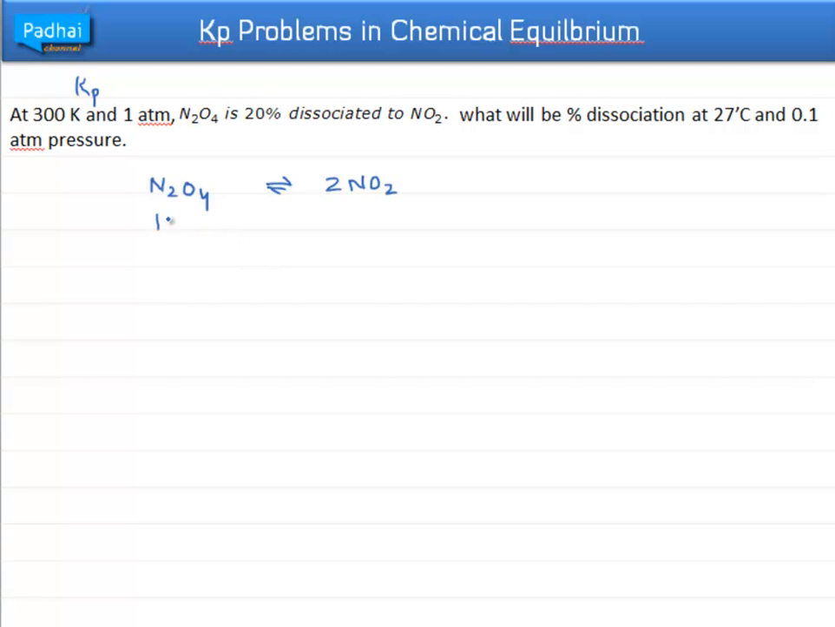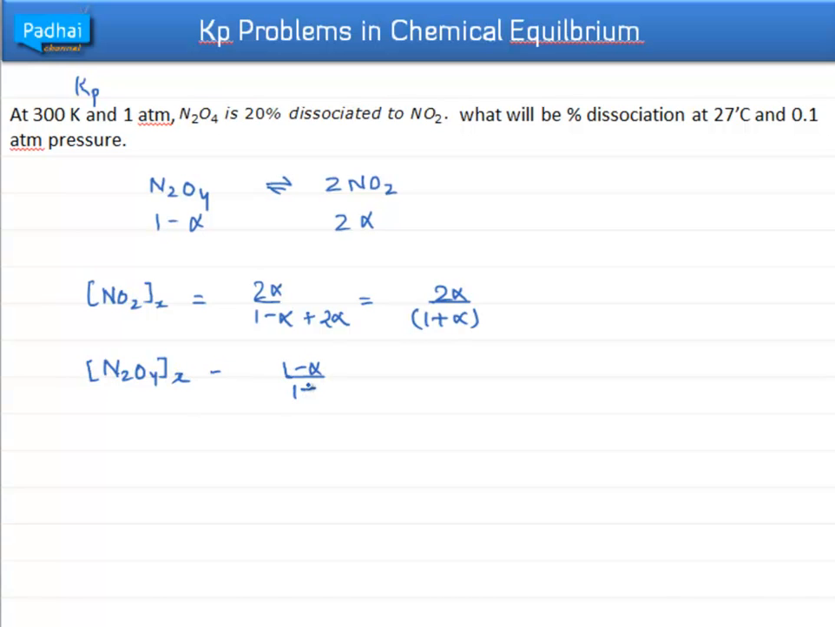this was 1 minus alpha, and 2 alpha would be formed. So we can say 1 minus alpha plus 2 alpha, that is 1 plus alpha, would be the total moles. So the mole fraction of NO2 comes out to be 2 alpha by 1 plus alpha. And similarly, the mole fraction of N2O4 would be 1 minus alpha by 1 plus alpha.